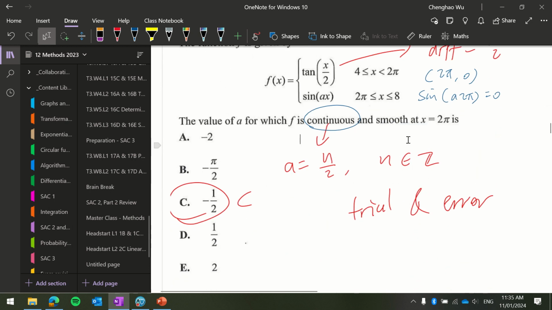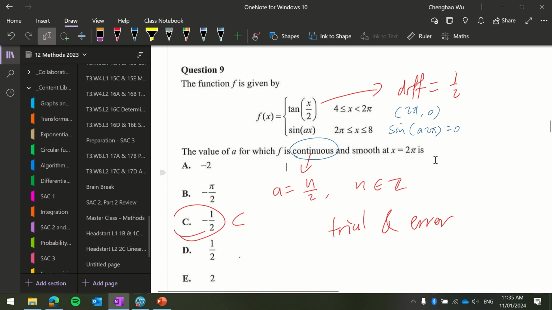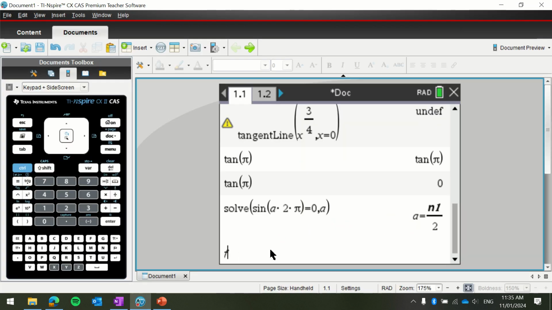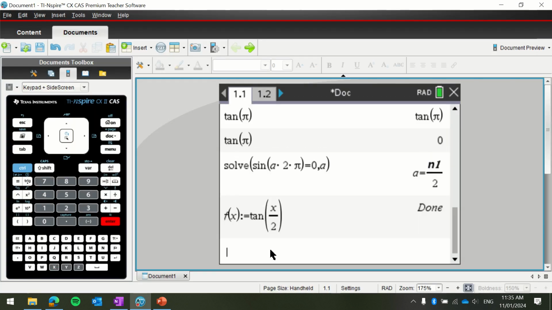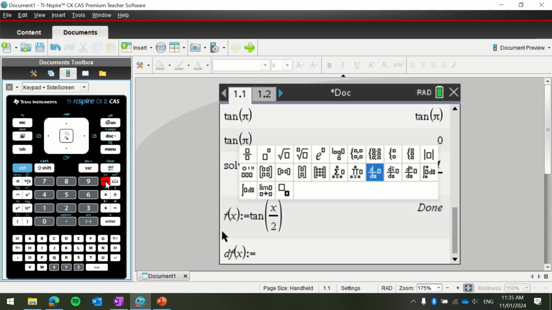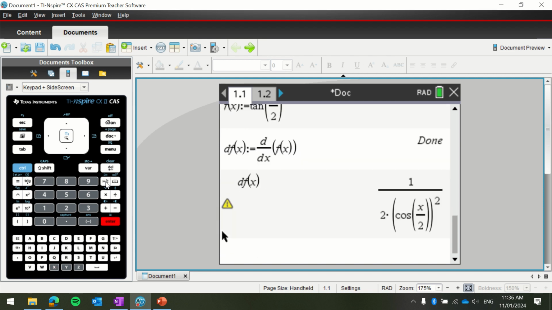And then I need it to be smooth, which means I need the gradient to be the same. Let me actually define this: tangent x over 2. I'm defining df, which stands for derivative of f, and we're going to differentiate that just to check what it is. It's this, and it's correct.